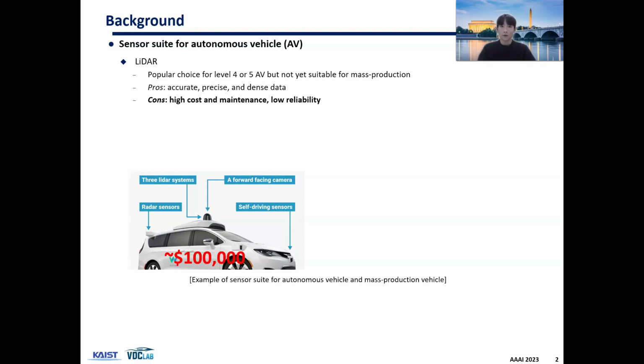So why do we choose camera and radar instead of using LiDAR? As we all know, LiDAR is the preferable sensor for autonomous driving systems because of its accurate, precise, and dense data. However, typical LiDAR have many moving parts, so LiDAR have reliability and maintenance issues. And of course, it's still far too expensive for commercial vehicles.